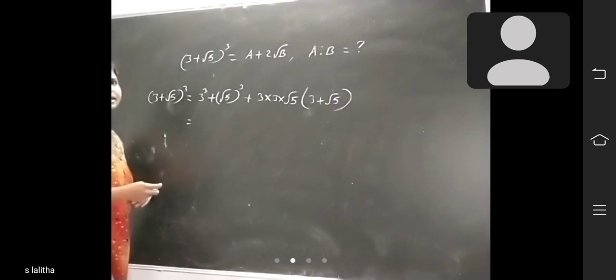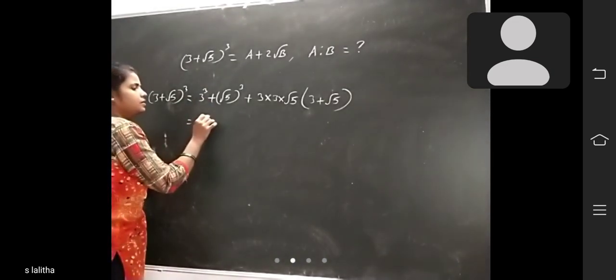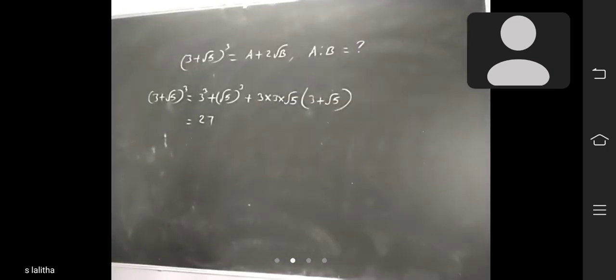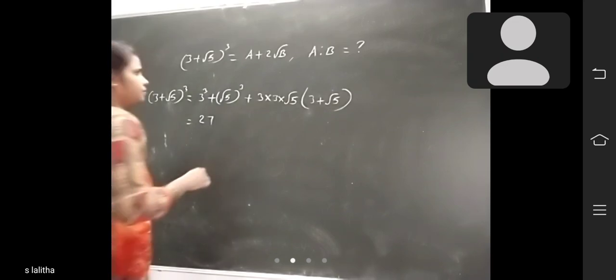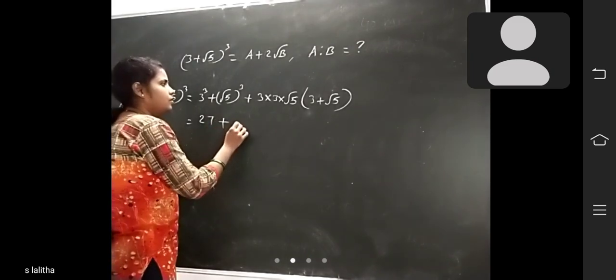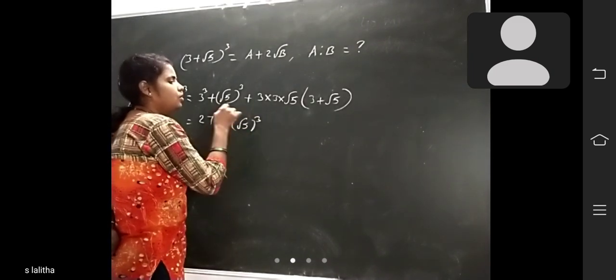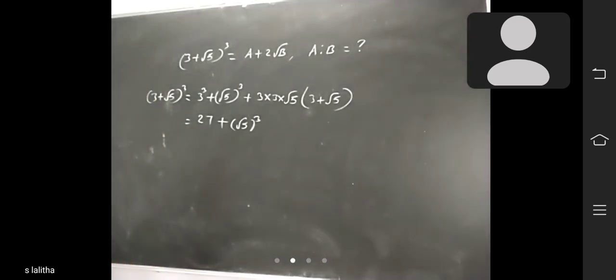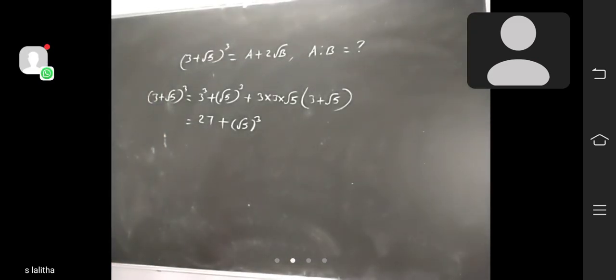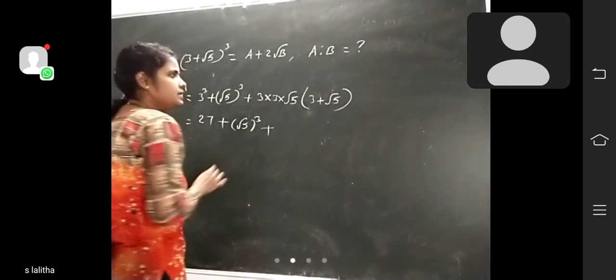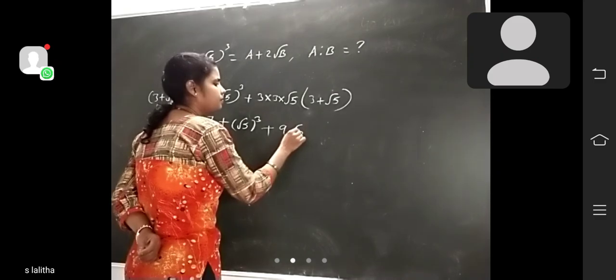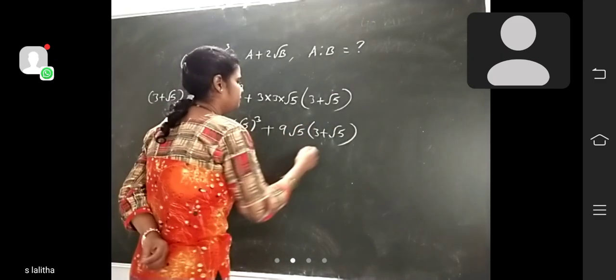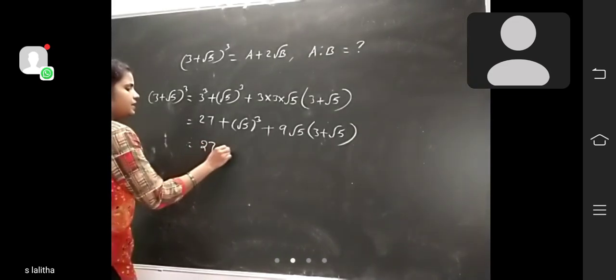So 3 cube means how much? 27. 3 3s are 9, 9 3s are 27. 3 cube. Next, root 5 whole cube, how much? You can write root 5 whole cube. Next, 3 3s is how much? 9 root 5 into (3 plus root 5). 27 plus.